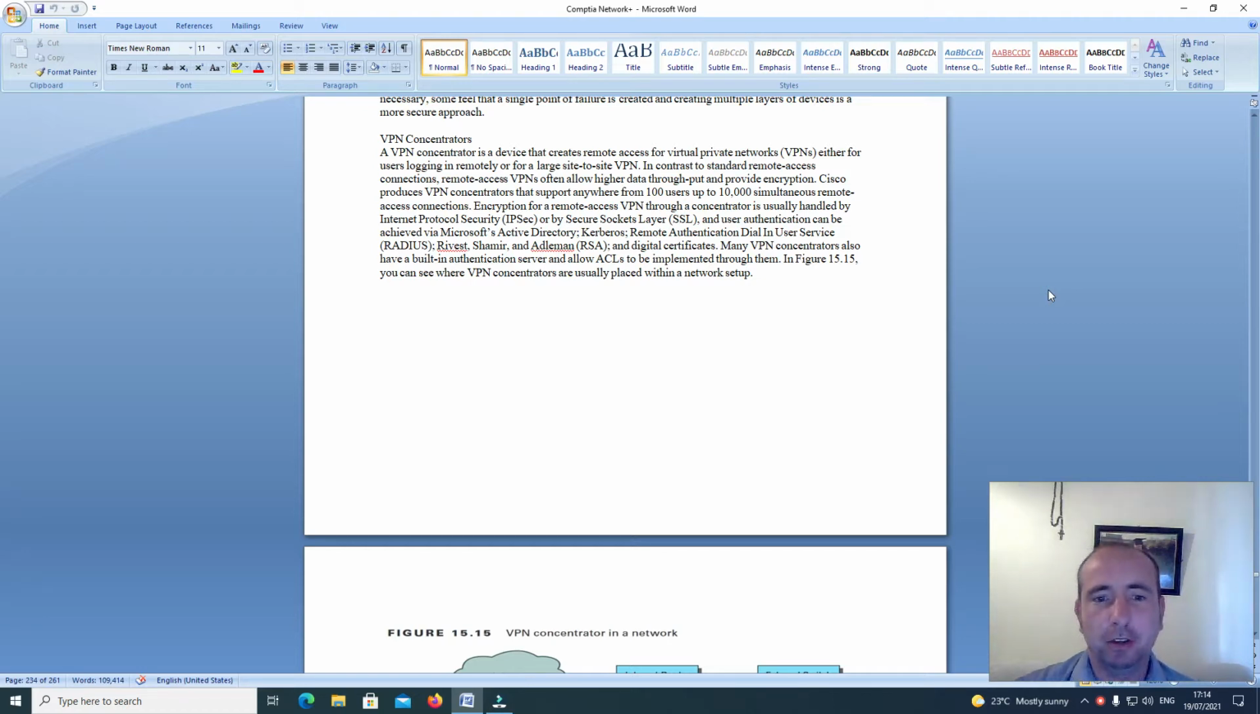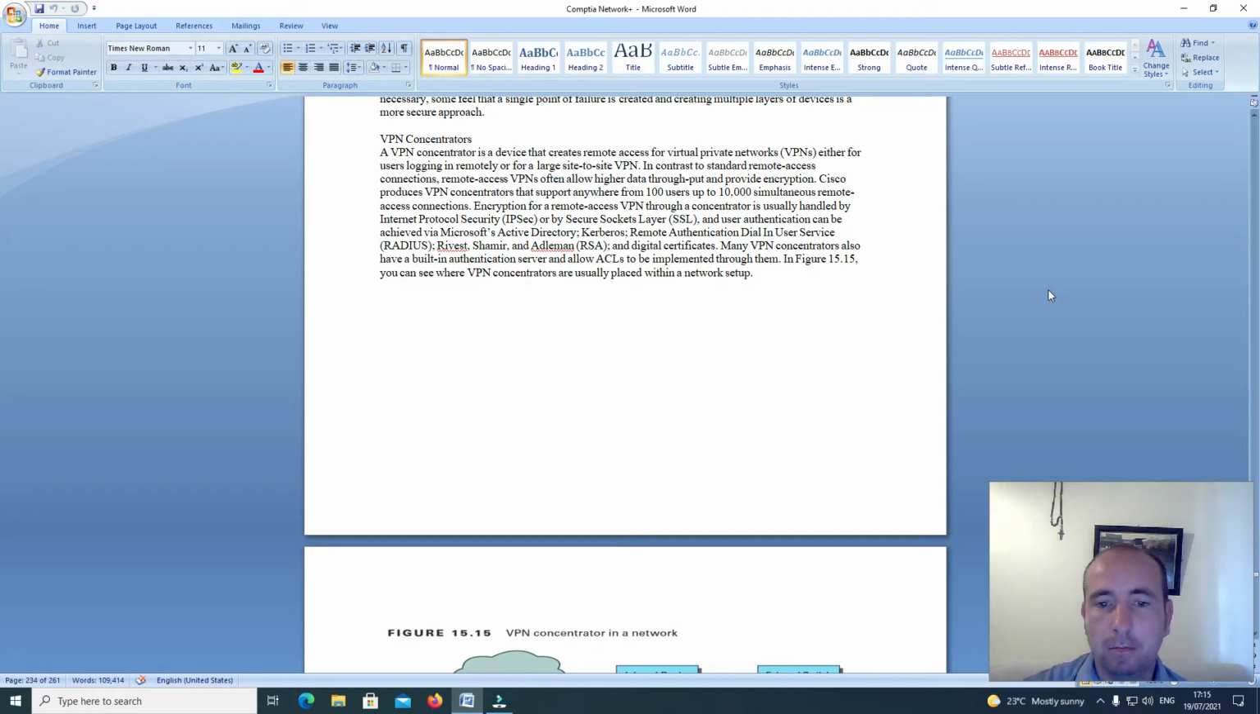A VPN concentrator is a device that creates remote access for our virtual private networks, VPNs, either for users logging in remotely or for a large site-to-site VPN, in contrast to standard remote access connections. Remote access VPNs allow higher data throughput and provide encryption. Cisco produces VPN concentrators that must support anywhere from 100 users up to 10,000 simultaneous remote access connections.